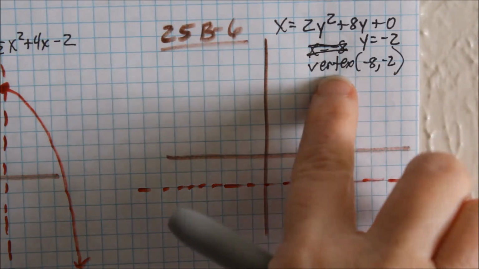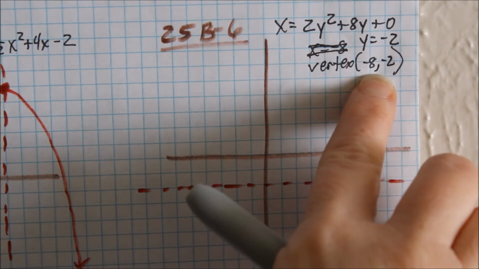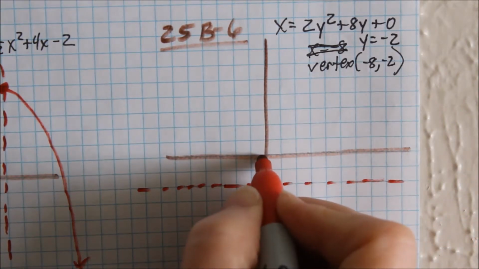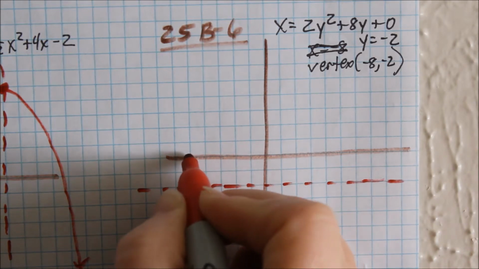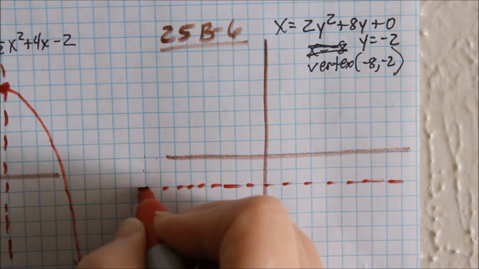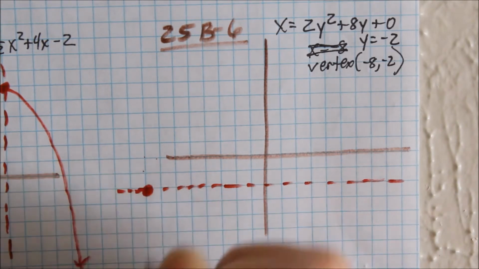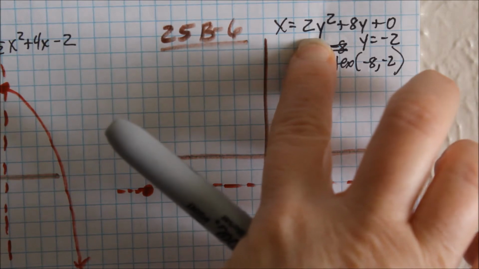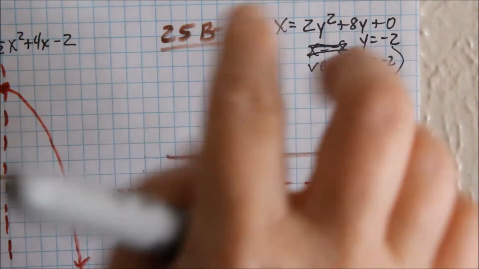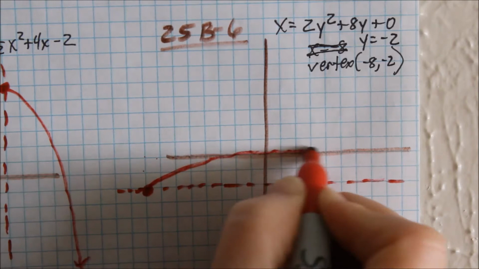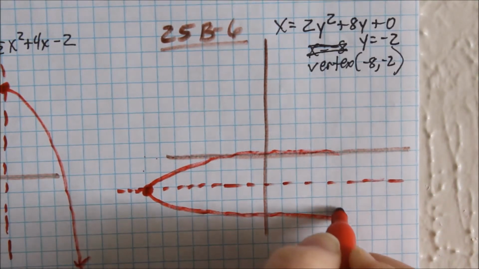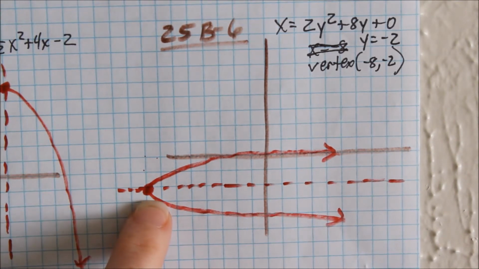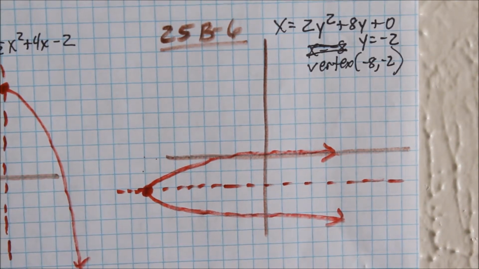Now you plot your vertex, and your vertex should be on the axis of symmetry. Negative 8, negative 2. Going in the negative 8 direction of x: 1, 2, 3, 4, 5, 6, 7, 8, and then down 2. There's my vertex right there. And from the equation, that coefficient is positive, which we said is facing to the right. It's a 2, so it's going to be a narrower parabola. I'm just doing a rough sketch of what it's going to look like. So this is how you would do it when you have a right-left parabola.